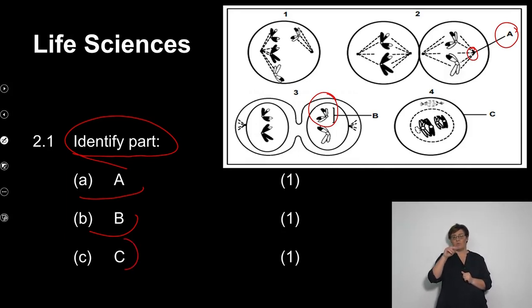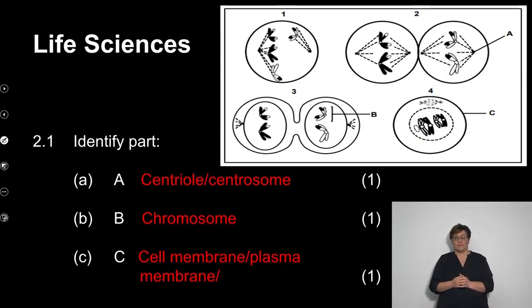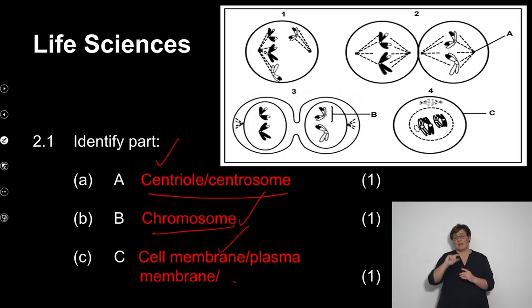And finally, structure C. If you look at structure C, it points to the cell, and it points to the outer cell membrane, and here we find that's the nuclear membrane here, but the outer wall is the cell wall or cell membrane in that case. So as I mentioned, A could be the centriole or centrosome, B would be the chromosome, and C could be either the cell membrane or the plasma membrane, depending on the type of cell that we see.